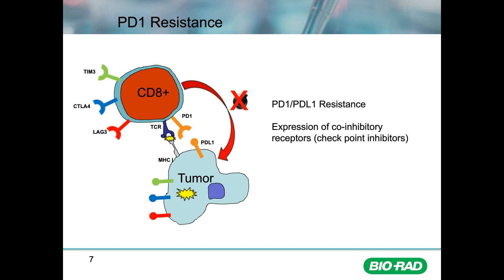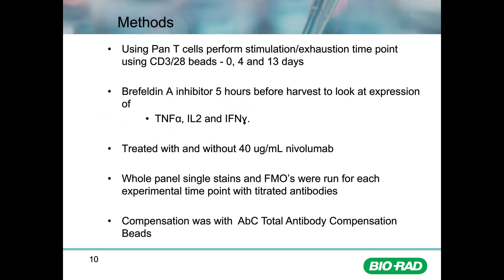To better understand the complex interplay and expression profile of these checkpoint inhibitors, the 16-color panel was designed. To evaluate the effects of PD-1 inhibitor treatment during chronic T-cell stimulation, an in vitro model of pan-T-cells was used in lieu of clinical samples. T-cells were stimulated with anti-CD3 CD28 beads for 0, 4, and 13 days in the presence and absence of the PD-1 inhibitor nivolumab. Following stimulation, the cellular profiles were analyzed using a fully validated 16-color panel.